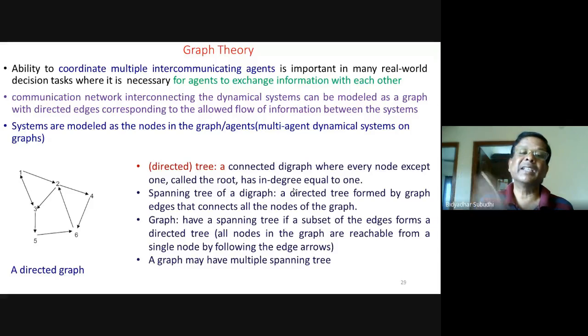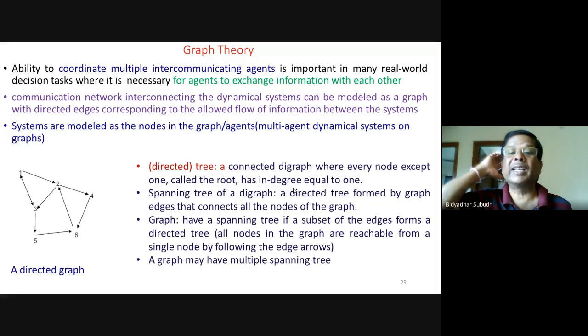That means each agent is considered as a node, and the directed connections we call the edges, and systems are modeled as nodes in the graph. These nodes are sometimes called agents, and in aggregation we call them a multi-agent based dynamical system. And there are a few terminologies here. This is a directed graph.